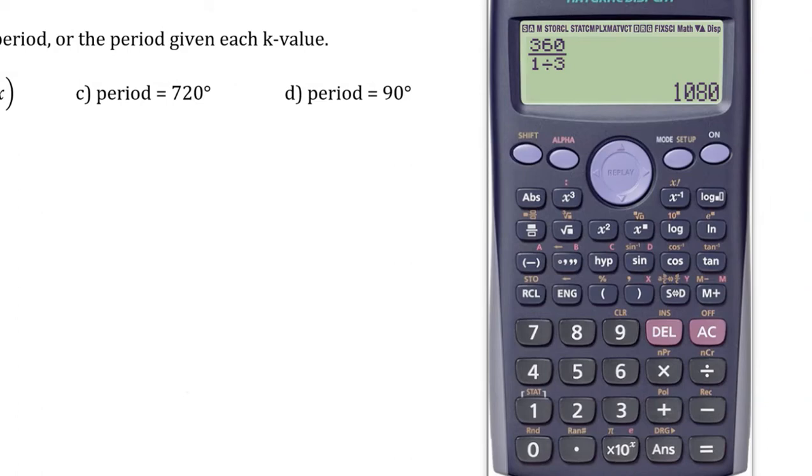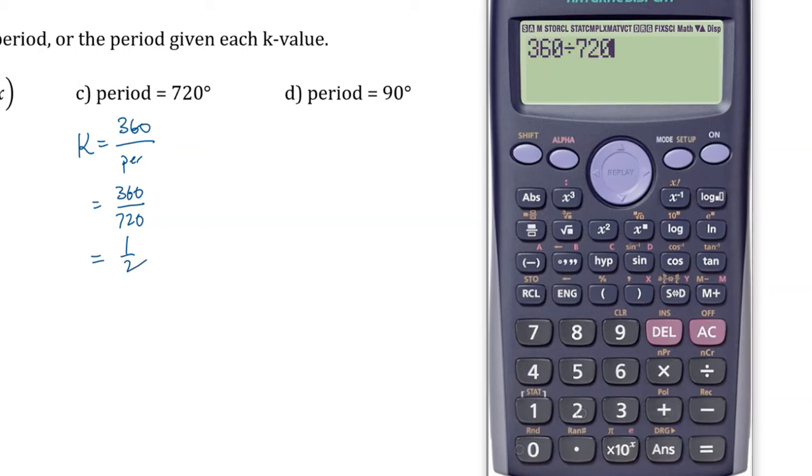Okay, next one, we're going to calculate the k value because we're given the period. And again, the little formula is 360 divided by the period. Period is 720, 360 divided by 720. And that has to be reduced. If you have a calculator that does fractions, that's awesome because it'll reduce it for you. If you do 360 divided by 720, depending on what mode you're in, it might still give you the fraction answer. If it gives you the decimal answer, that's fine as well. 0.5 works just fine for that k value. For the next one, 360 divided by 90 is 4.